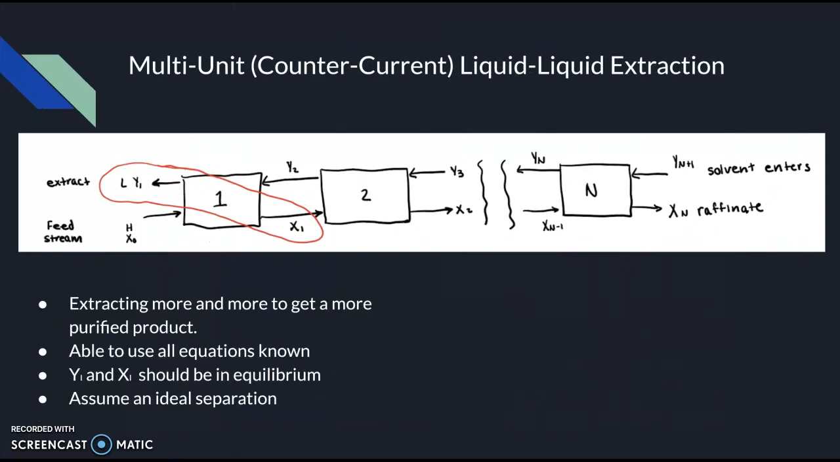For multi-unit countercurrent liquid-liquid extraction, it's really similar to the single unit, but with just more stages. We have our feed stream going in one way and then our extract going the other way. You can see highlighted that Y1 and X1 should be in equilibrium if we are assuming an ideal separation. And this is going to give us a higher purified product with a better separation.